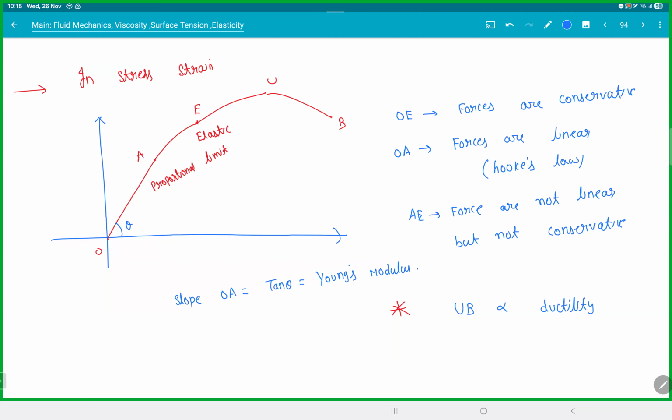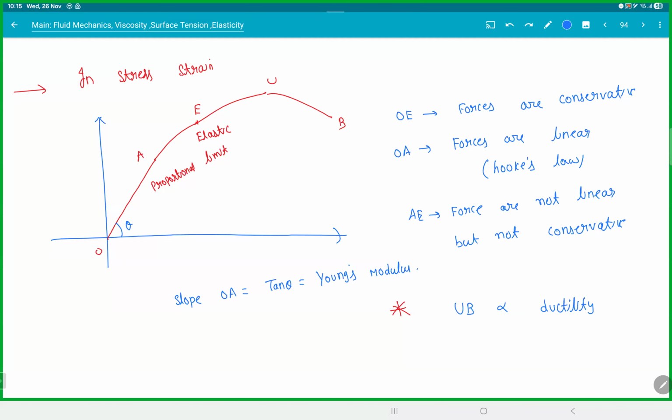Ductility. Remember what is ductility? Ability to make into thin wires. So it is not E to U region, it is U to B region. Other sources say E to U, but we'll stick with that.